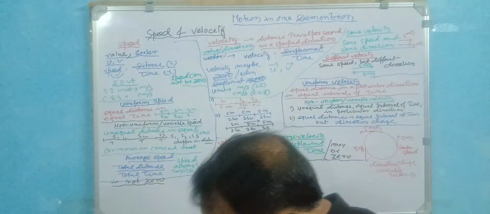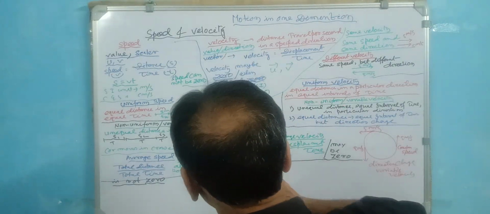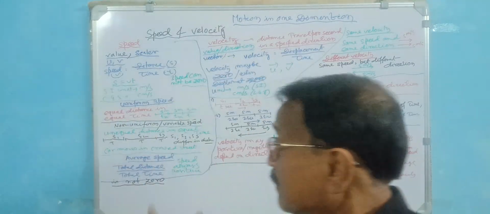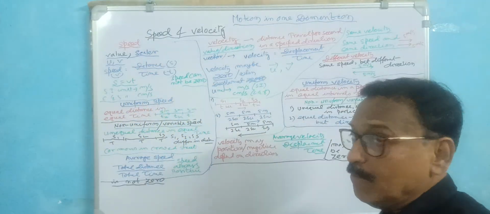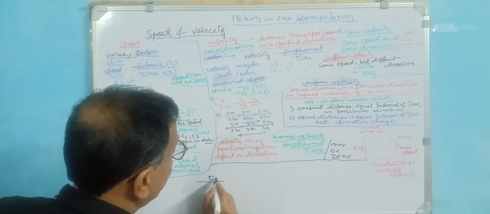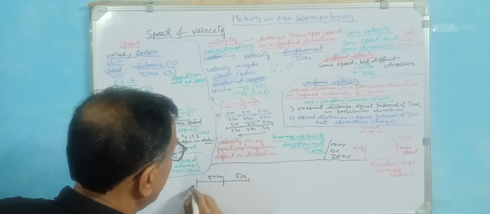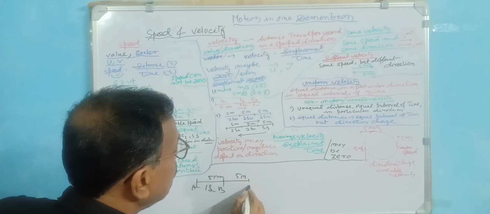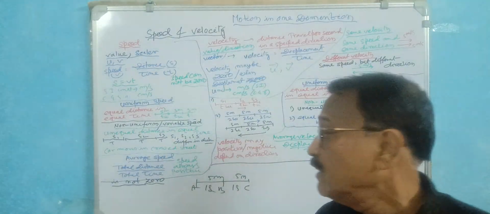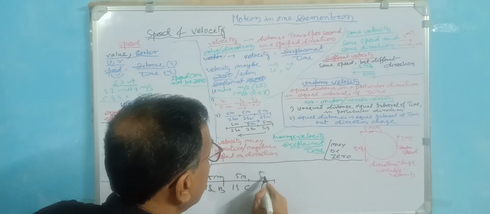Now the basic thing is what is called uniform speed. Very important. Uniform speed means equal distance in equal time. Suppose every second you cover 5 meter. From A to B in 1 second, B to C in 1 second. Each and every second you cover the equal distance, 5 meter.